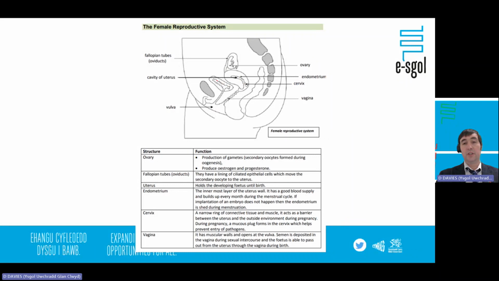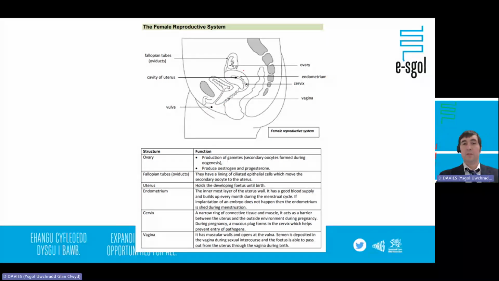uterus. Just in front of that, here you have the bladder, just in front of the uterus. Pregnant women often need to go to the toilet quite often because they have a large baby growing in here, and that puts pressure on their bladder. Both of those tubes empty out into the vagina, and the vagina opens by the vulva, just there.